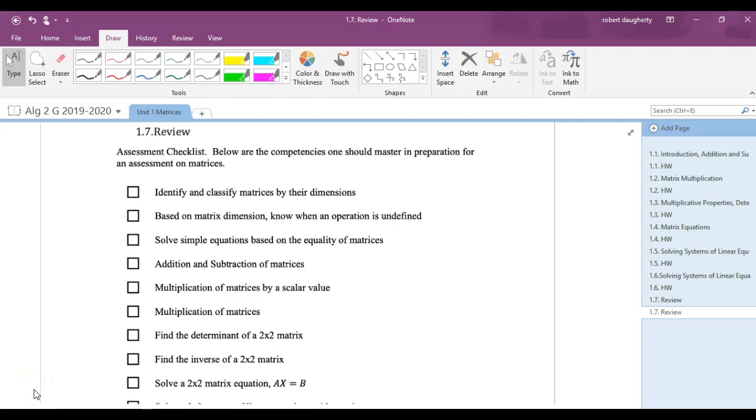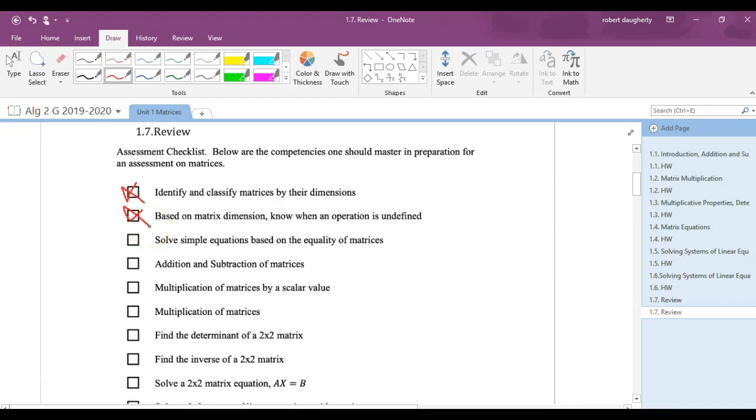Okay, Algebra 2, getting ready for our first unit test on matrices. Every review section has a checklist like this, and it's good for you to read through this list. If you're alone, you can talk out loud, verbalize. So, identify and classify matrices by their dimension. Just speak out loud what you know about that. You know that matrices are row by column. The row is the first number, the second number is the columns, okay? How to know when operations are defined.